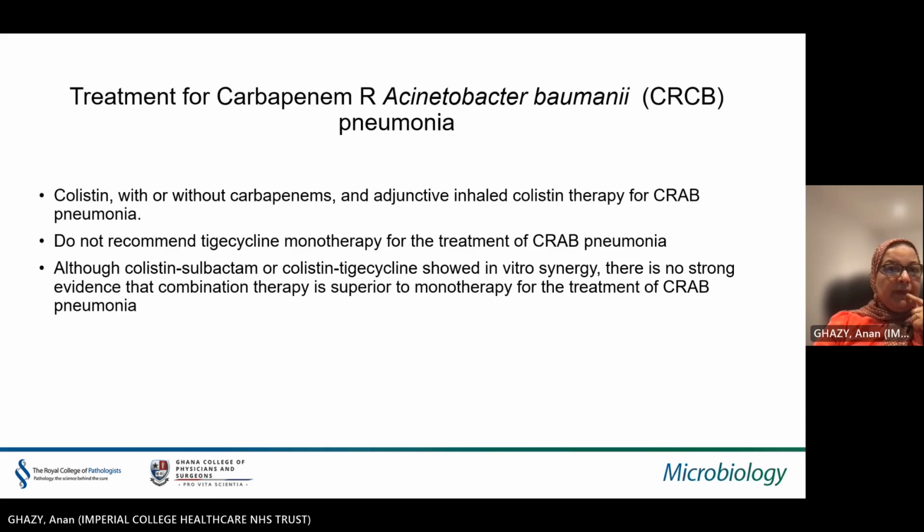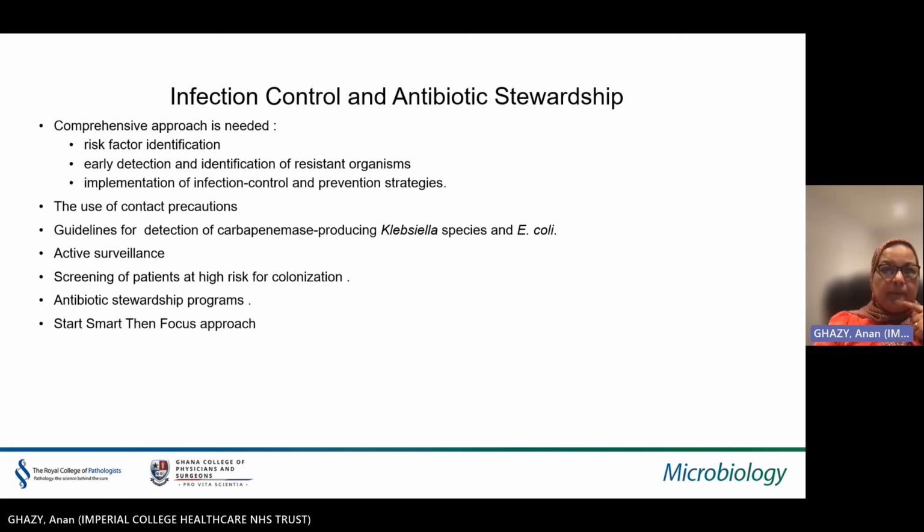How to treat carbapenem-resistant Acinetobacter baumannii pneumonia? Colistin in combination with any of the carbapenems and adjunctive inhaled colistin therapy can be used for multidrug-resistant Acinetobacter baumannii. We do not recommend use of tigecycline as monotherapy for treatment of carbapenem-resistant Acinetobacter baumannii. Although colistin-sulbactam or colistin-tigecycline shows in vitro synergy, there is no strong evidence that these combinations are superior to monotherapy for the treatment of carbapenem-resistant Acinetobacter baumannii.